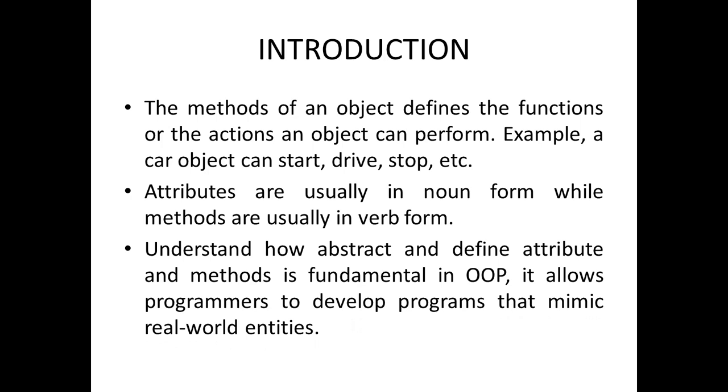So you have to understand how to abstract and define attributes and methods. Understanding how to abstract and define attributes and methods is fundamental in object-oriented programming. I think there's an error in the note here. It should be: understanding how to abstract and define attributes and methods is fundamental in object-oriented programming. It allows programmers to develop programs that mimic real-world entities.